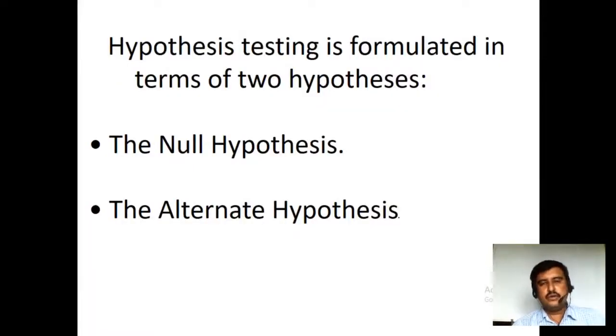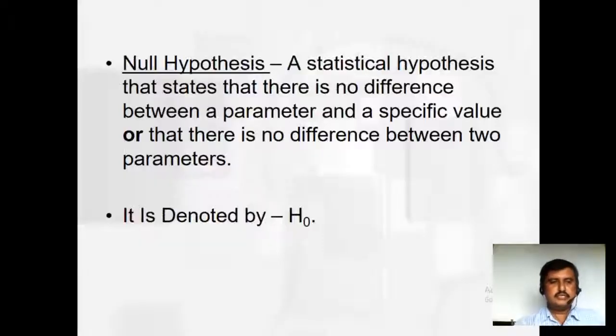Then how many types do we have? Hypothesis testing is formulated in terms of two hypotheses. How many types? Two types. One is the null hypothesis, and the second one is the alternative hypothesis. So what is the null hypothesis?